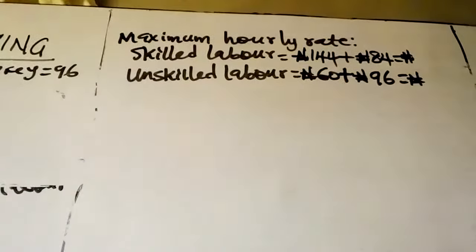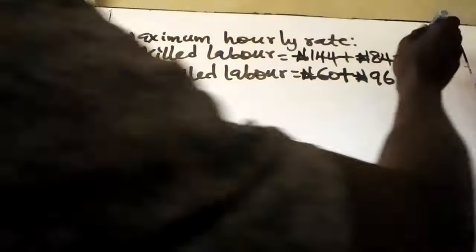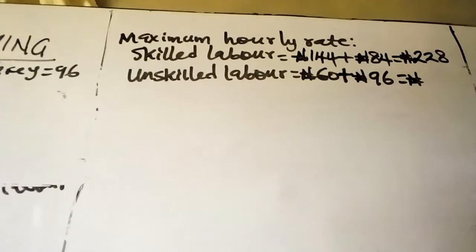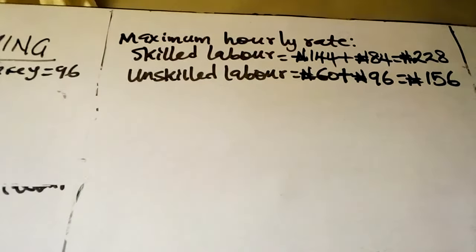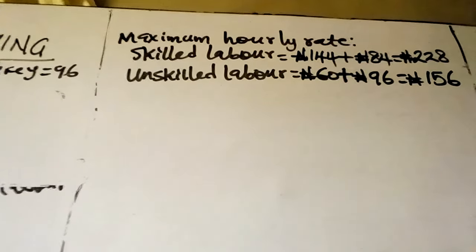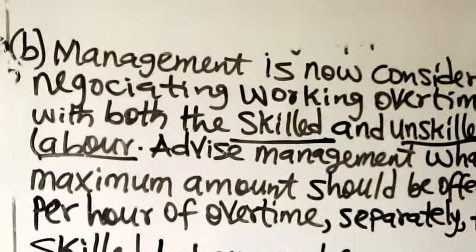So when you sum it up, 144 plus 84, you have 228 naira. Then 60 plus 96, then we have 156 naira. So that is the maximum hourly rate. So we've answered requirement B.